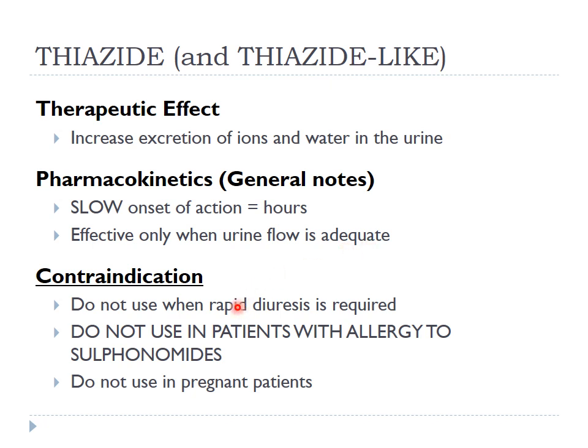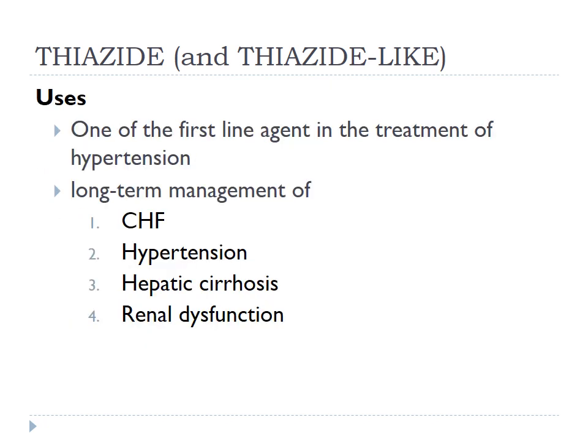Contraindication: nothing good can come of using this drug in patients where rapid diuresis is required. My patient is filling up, they have CHF and their lungs are filling up with fluid and they're going to die very quickly. I do not want to use this drug. It is too slow. Do not use it in anybody with an allergy to sulfonylureas. And do not use in pregnant patients because it will cross over.